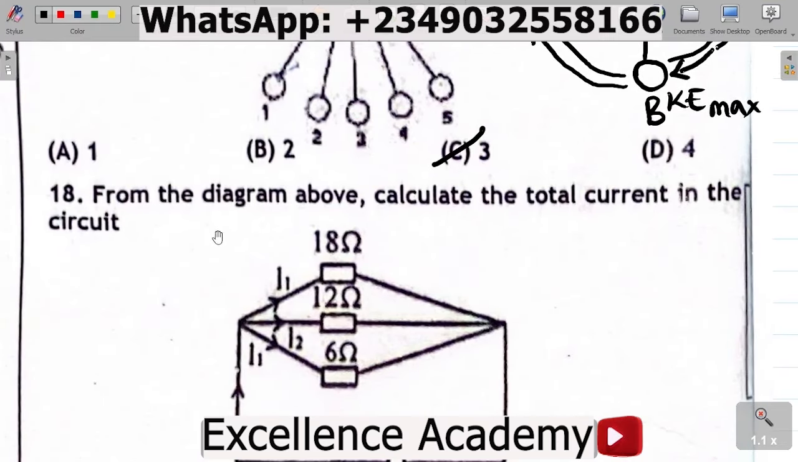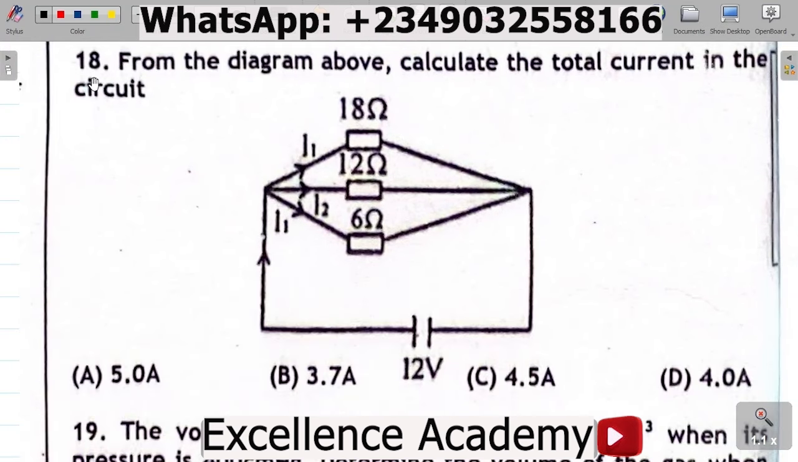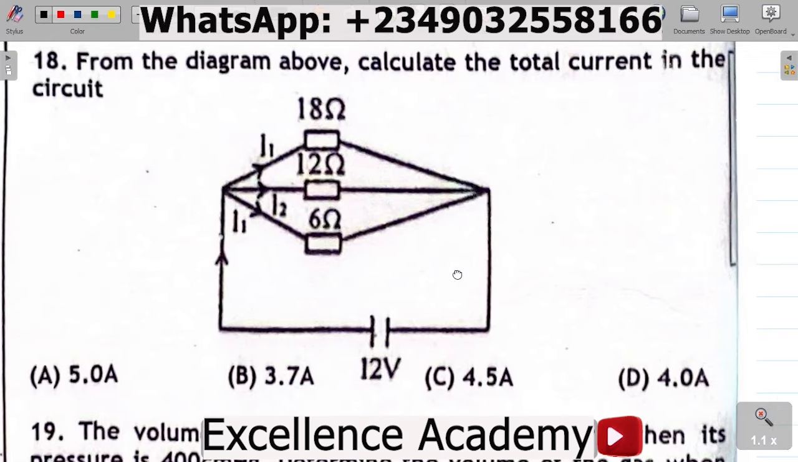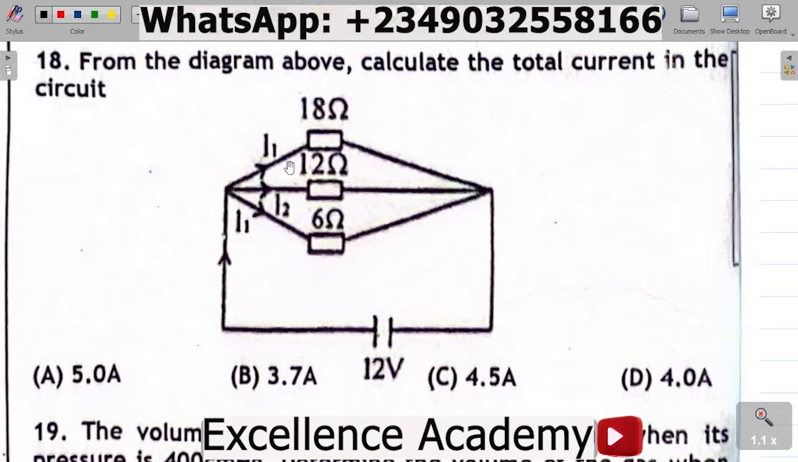Okay, question number 18. Let's look at question number 18. From the diagram above, calculate the total current in the circuit. So you have voltage, you have current I, then you have 3 resistors here. You have to find the total current in this circuit.